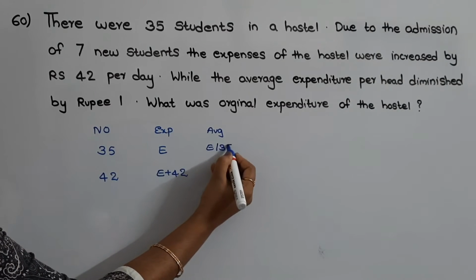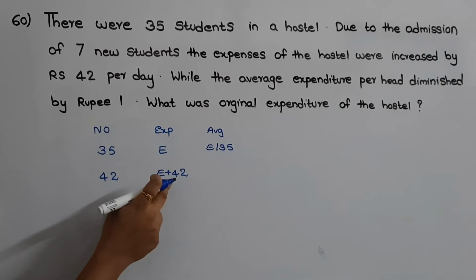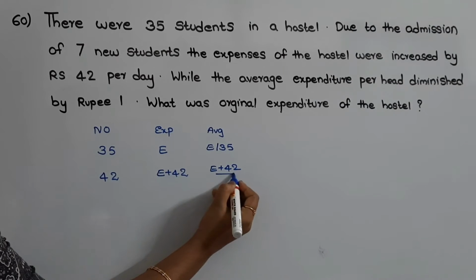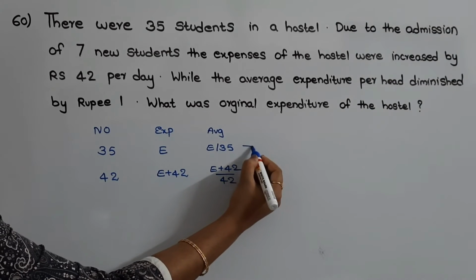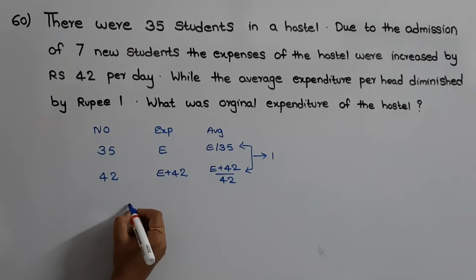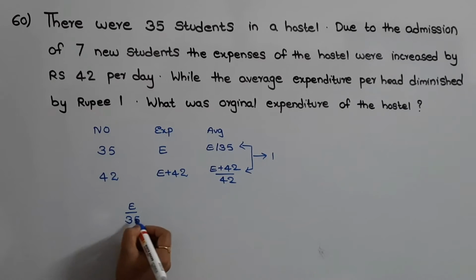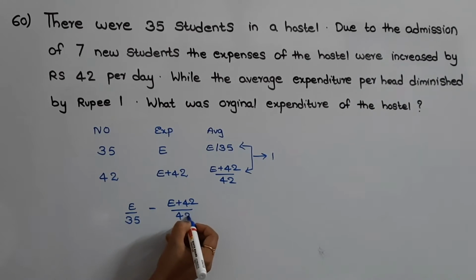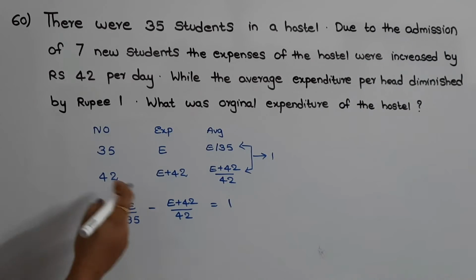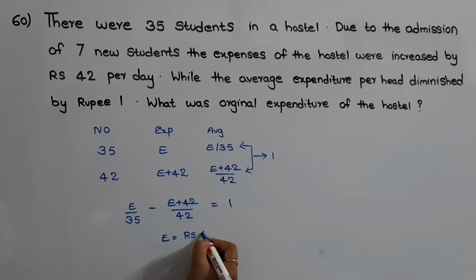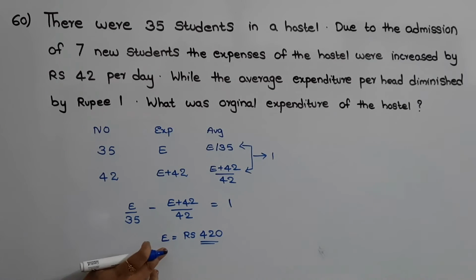Then what will be the average expenditure in the second situation? That will be E plus 42 divided by 42. So in the question they have given the difference between these averages as 1 rupee. That is E by 35 minus E plus 42 divided by 42 is given as 1. On solving this equation, we will get the value of E as rupees 420. So this is the original expenditure of the hostel.